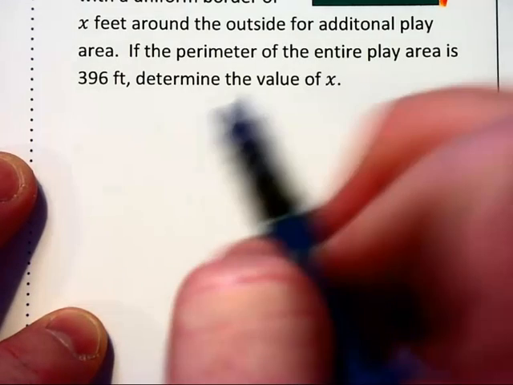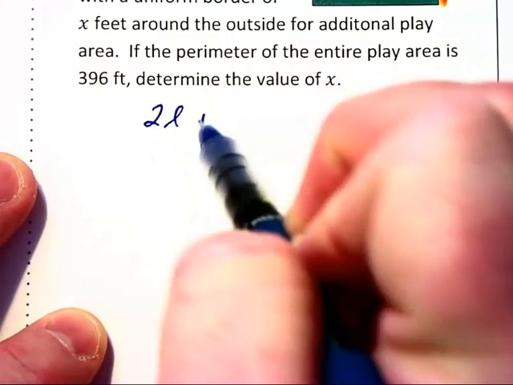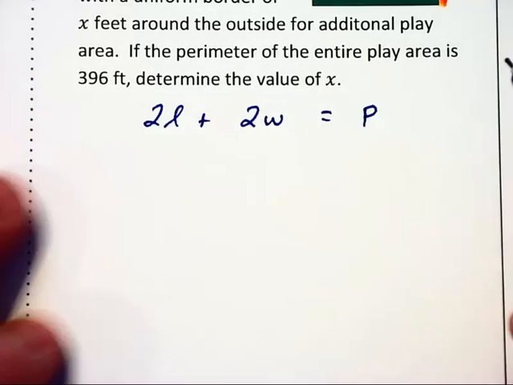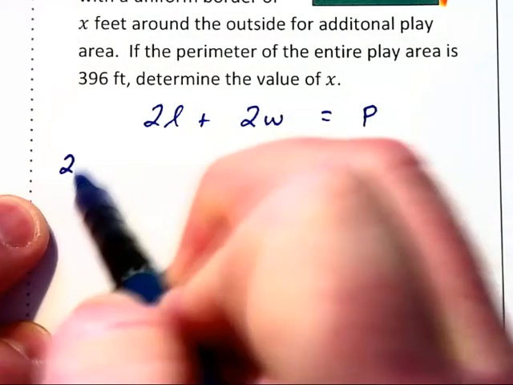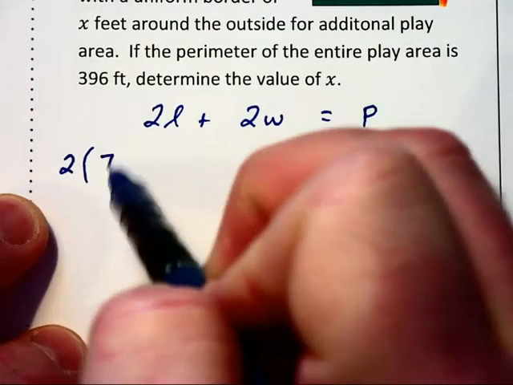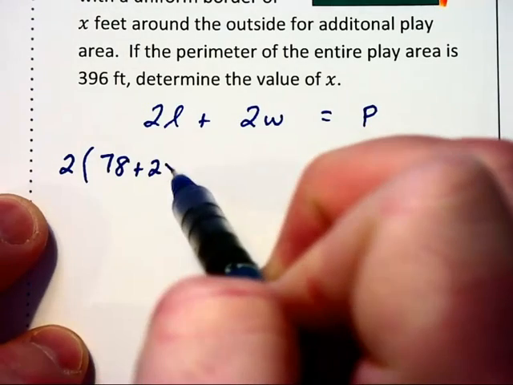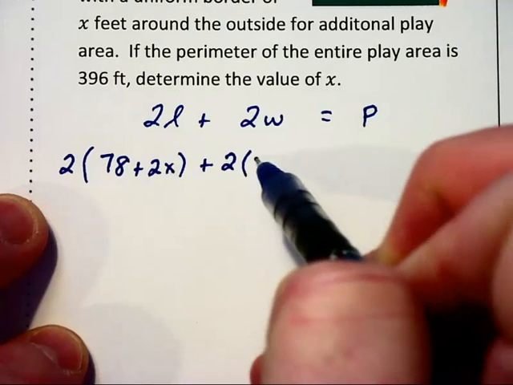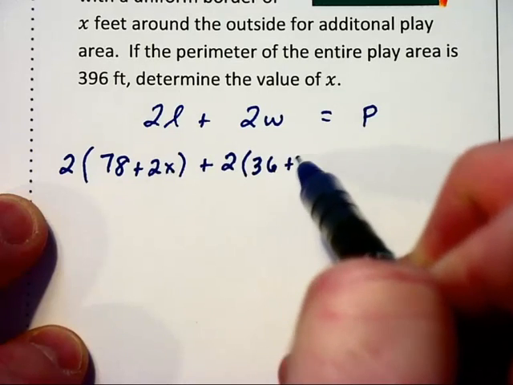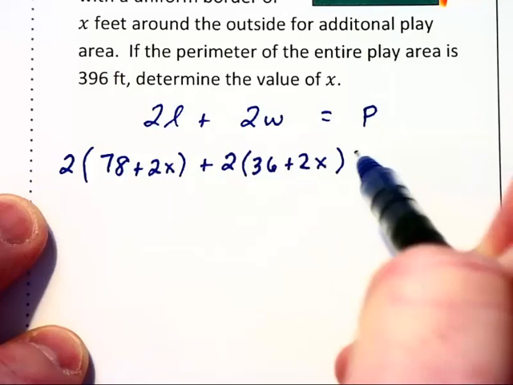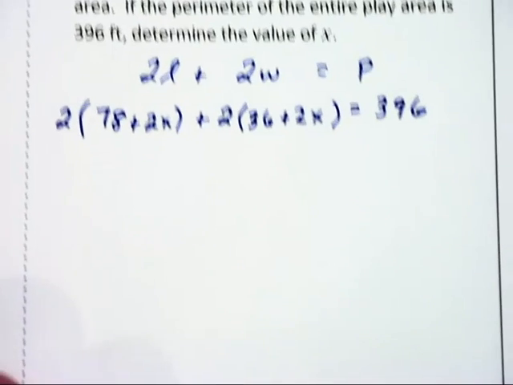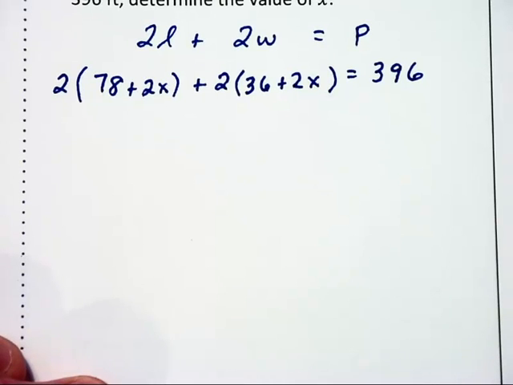Well, for a rectangle, 2 lengths plus 2 widths is equal to the perimeter. And in our case, we're going to substitute L with 78 plus 2x, and we're going to substitute W with 36 plus 2x, and the perimeter is 396. Now we have an equation which we can solve.